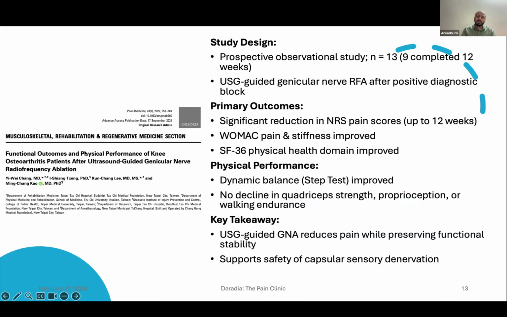And here we have one more study by Chang et al., where they demonstrated that ultrasound-guided genicular nerve ablation improves pain, and more importantly, it preserved quadriceps strength, proprioception, and balance. So this really assured us that even if we are blocking some of the nerves around the knee, we are still maintaining functional safety. But then again, what about the response variability?